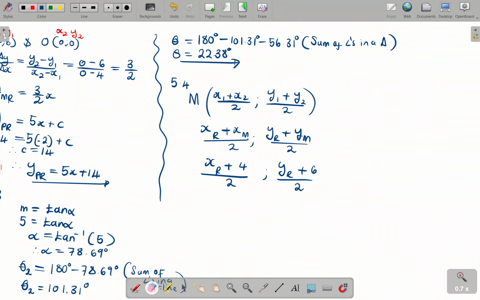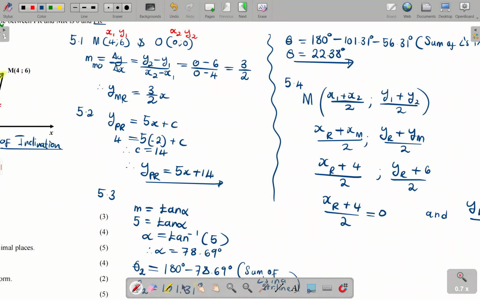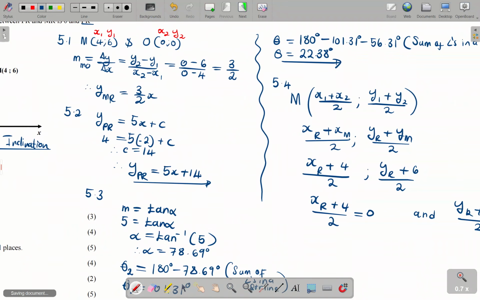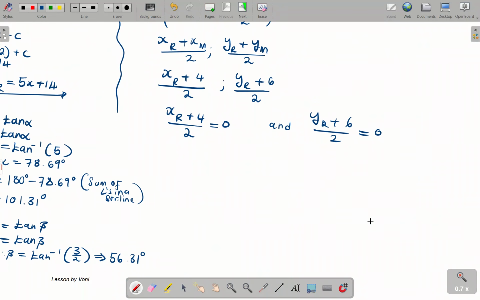So what we're going to do is say, okay, xR plus 4 all over 2 equals 0, and yR plus 6 all over 2 equals 0. I'm taking the coordinates of the midpoint, which is the origin. So now we do the cross multiplication: 0 times 2 is 0. It means you have xR plus 4 equals 0. So therefore xR is simply negative 4.